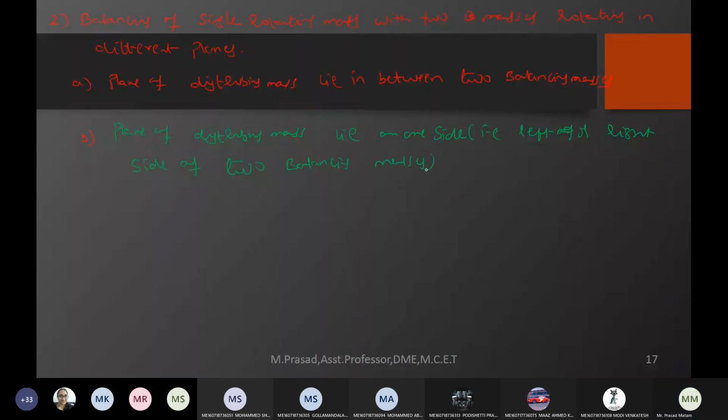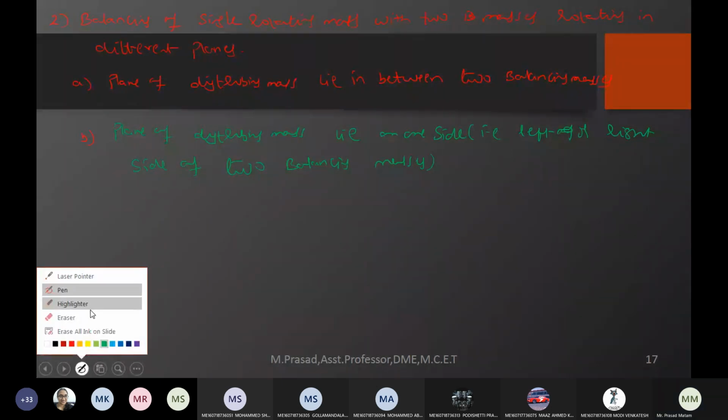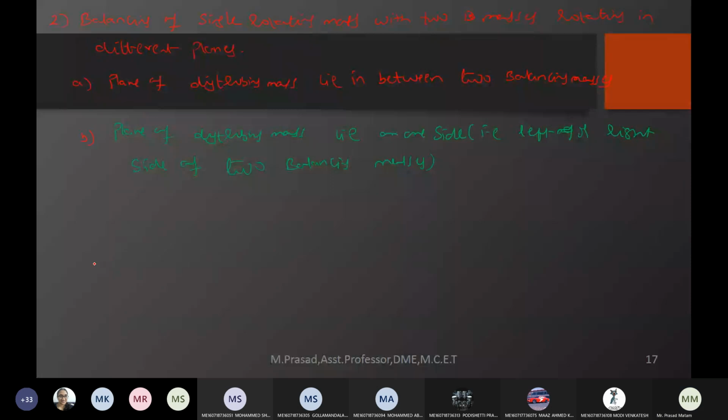Let us draw these two conditions here. Let me use red color for the axis of the shaft. This is my axis of the shaft, for case A. Let me draw similarly for case B also, showing my axis of the shaft. Here the disturbing mass is located in between the two balancing masses. Let me locate the disturbing mass with red color. This is my disturbing mass M, located at radius r.